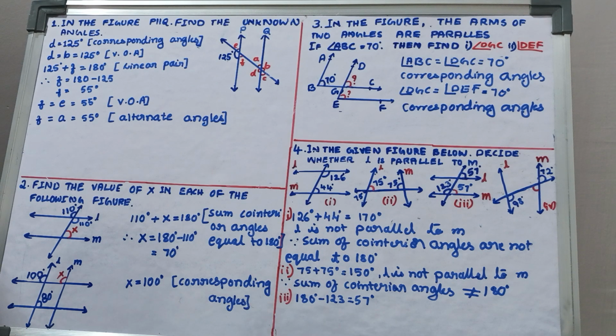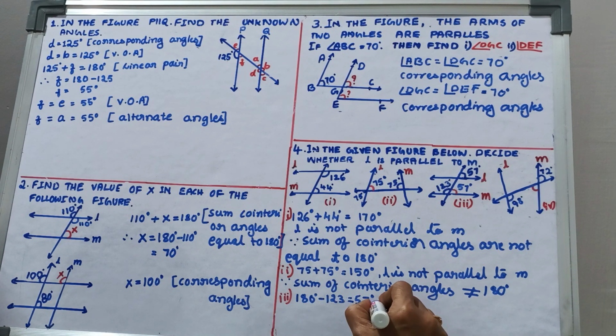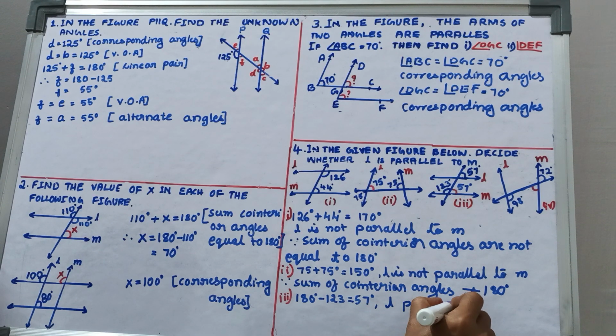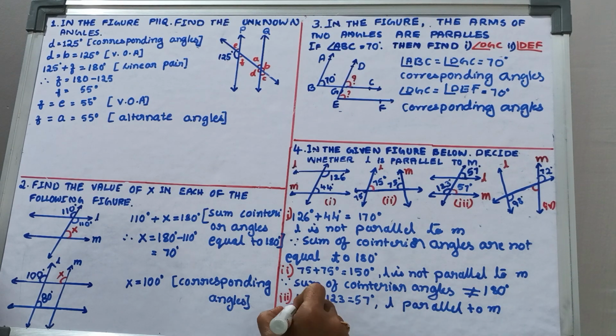So third one, L parallel to M. What is the reason? Because alternate angles are equal.